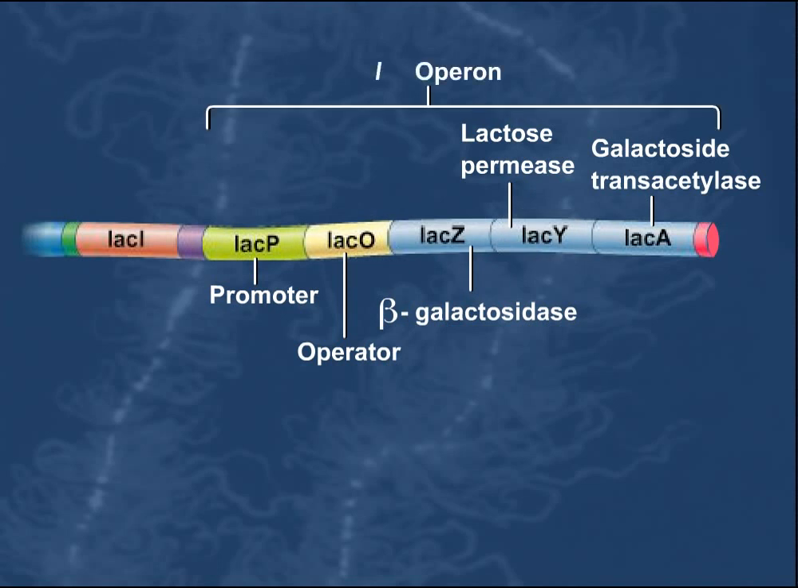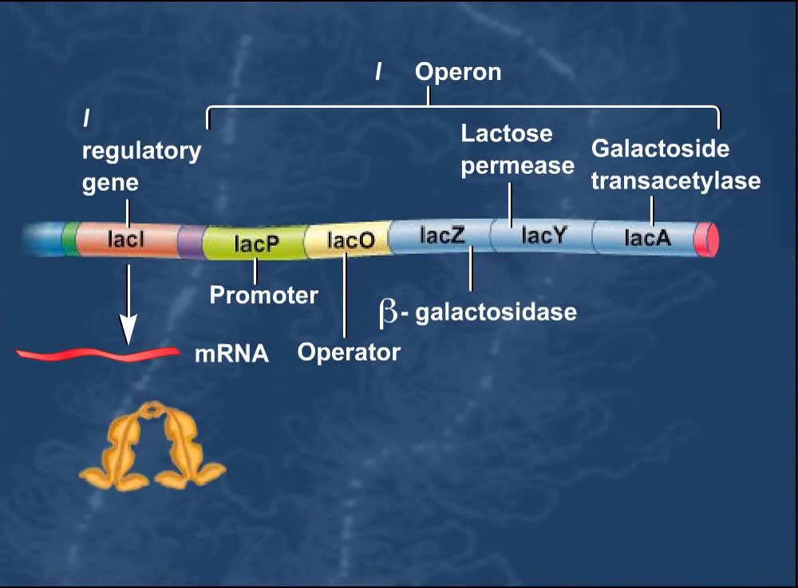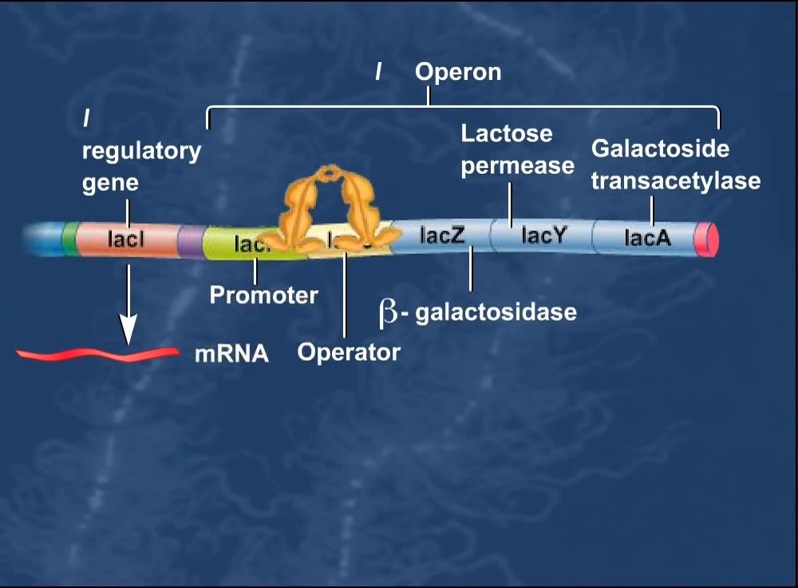Operon. Located near but not in tandem with the LAC region is the LAC-I regulatory gene that codes for an mRNA that is translated to produce a protein referred to as the LAC repressor. In the absence of lactose inside the cell, the LAC repressor protein is active. In its active state, the LAC repressor recognizes and binds to the LAC operator site.